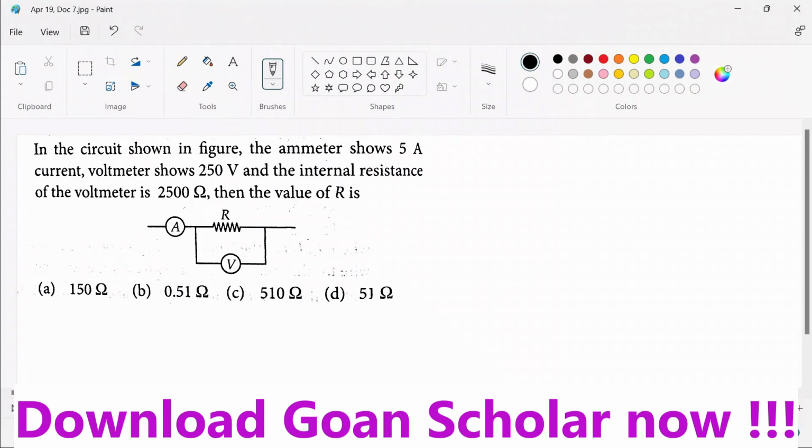First of all, let's make it easy by drawing a small resistor, so that you don't forget about this resistance. What is this resistance value? This is 2500. So first of all, what's the current across the ammeter? 5 amps is the current. Now if 5 amps of current is going through the ammeter, what will be the current across the resistor? We don't know. What is the current across the voltmeter? We don't know. Will it be the same? No, we don't know, because the resistances may or may not be the same.